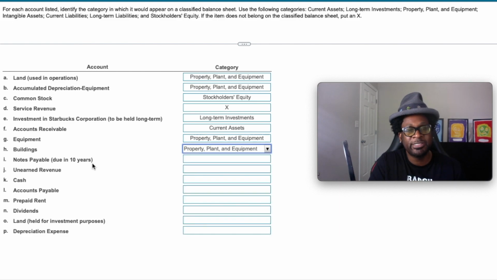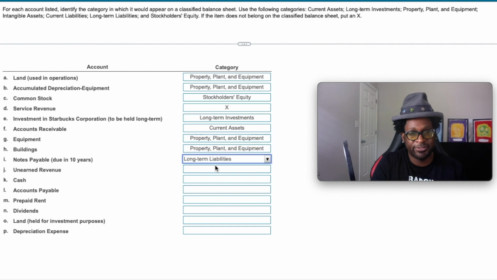Notes payable due in 10 years. The key words, gang, due in 10 years. Since it's due in 10 years and the last name is payable, we know it's a liability. Ten years lets us know it's a long-term liability. Unearned revenue. We know unearned revenues ain't revenues, gang. We know unearned revenues are actually liabilities. And more importantly, we consider these unearned revenues to be short-term liabilities or current liabilities unless otherwise specified.